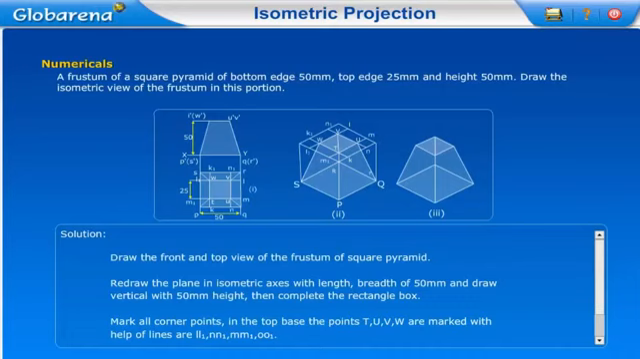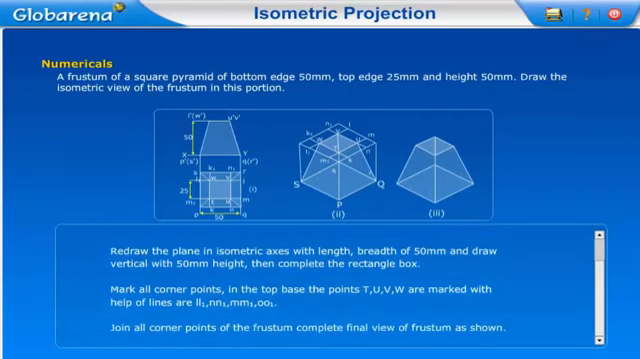Mark all corner points. In the top base, the points T, U, V, W are marked with the help of lines LL1, NN1, MM1, OO1. Join all corner points of the frustum. Complete the final view of the frustum as shown in the figure.